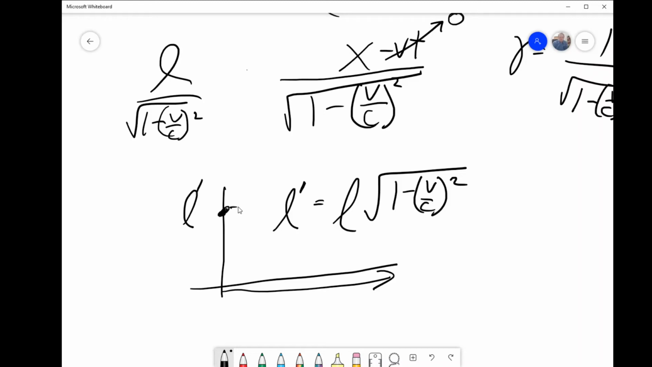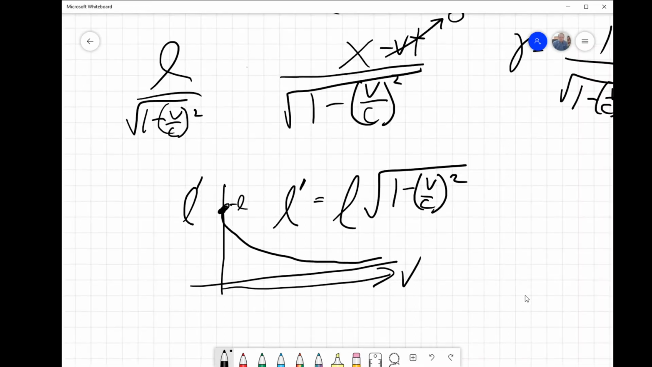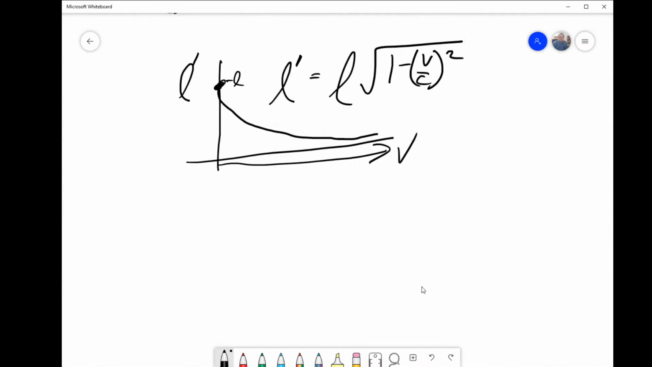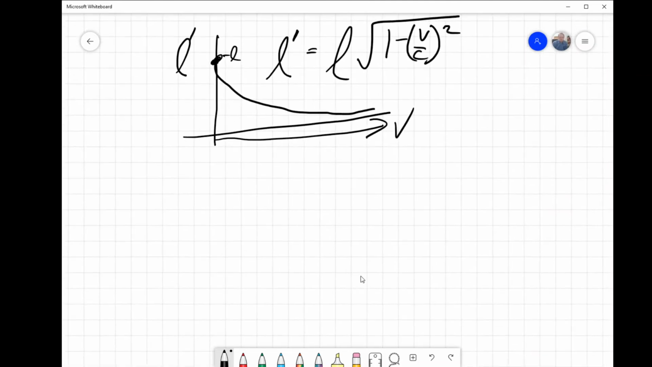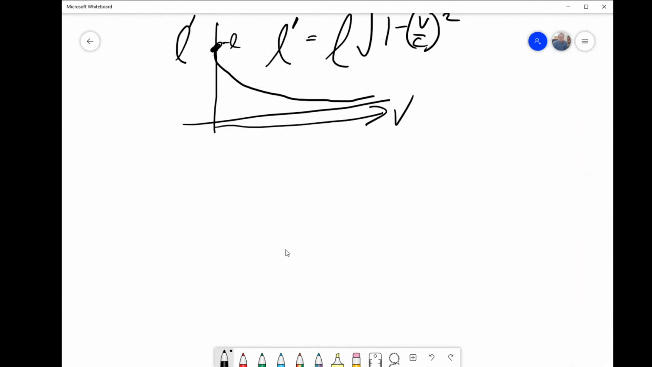So this point is L. We have our v-axis, and as v gets bigger and bigger and bigger, this gets smaller and smaller and smaller. So this is length contraction. Moving objects shrink in the direction of motion. Now that's as observed by a moving observer. That's not the way they see it in their own frame of reference. They see themselves as being stationary and the same size they've always been.